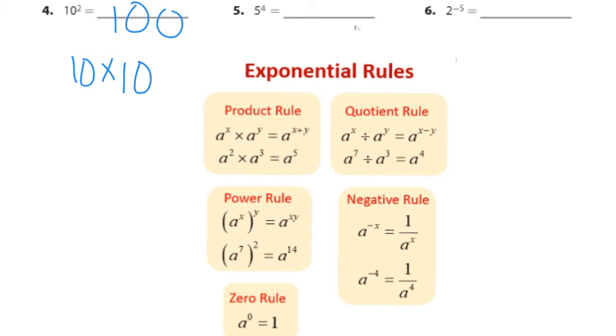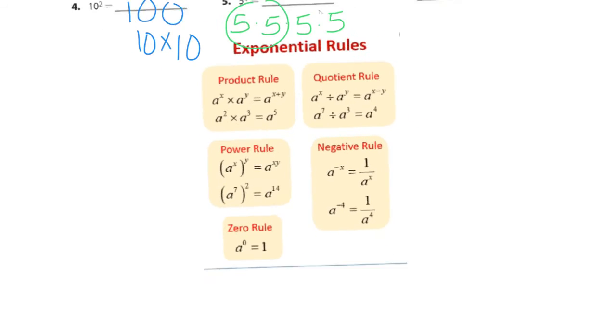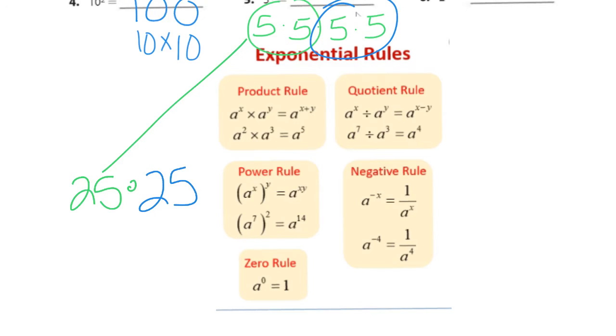For the next one, we have 5 to the 4th power. That simply means 5 times 5 times 5 times 5. So 5 times 5, let me move this out of the way. Okay, 5 times 5 is 25. This 5 times 5 is also 25. And you do have a handy dandy calculator. If you multiply 25 times 25, you get 625. So 5 to the 4th power is 625.